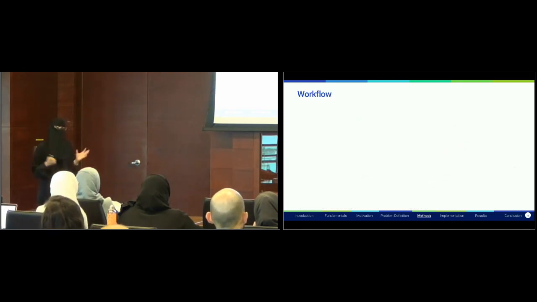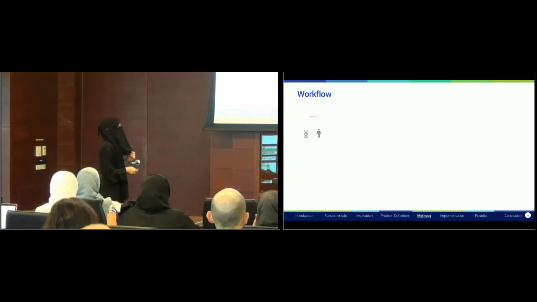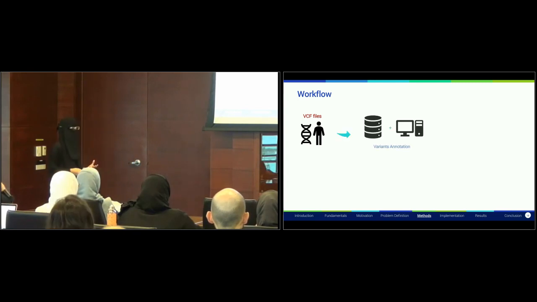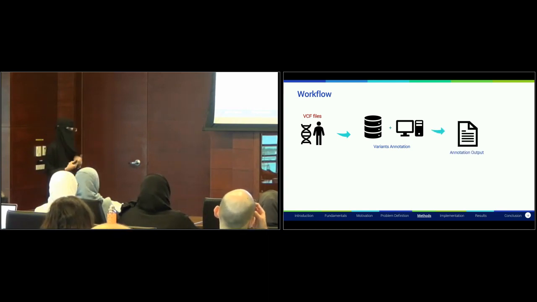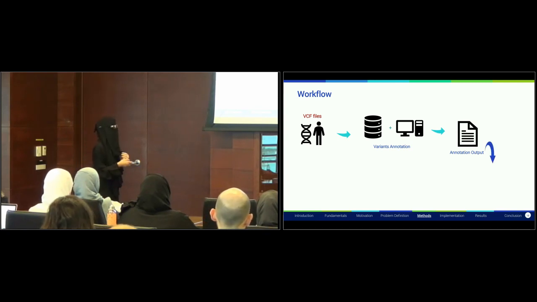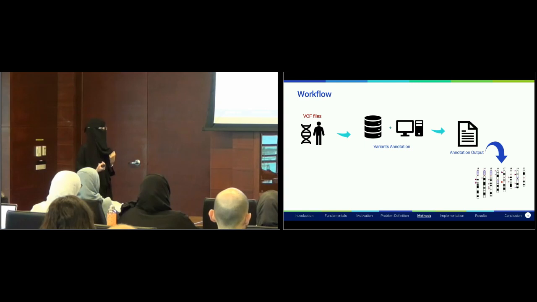So collecting all our data together, our method workflow goes as follows. We have the VCF file for an individual. Then, with the use of our database information and our developed algorithm, we annotate and identify all the variants in this individual with separate diseases. After that, we generate a report that contains all the information of this individual, and finally, we visualize the results.